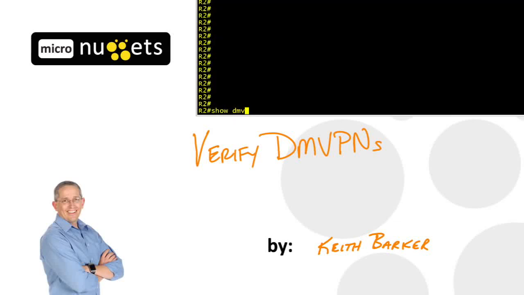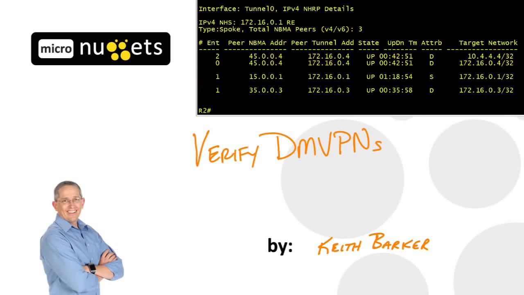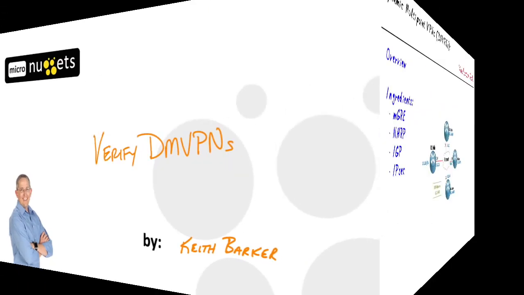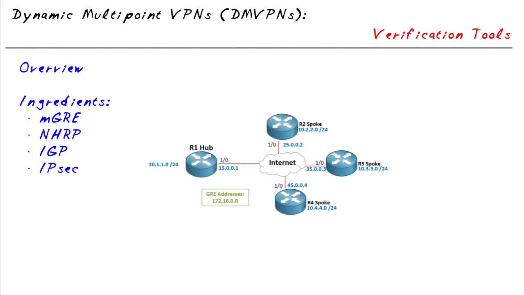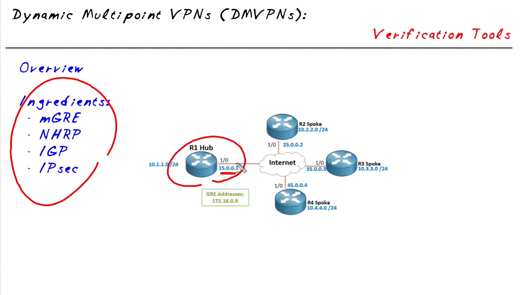In this video, we'll take a quick look at how we can verify our implementation of a dynamic multipoint VPN. Let's begin. Dynamic multipoint VPNs are going to use these ingredients, starting with a device that has a fixed IP address. One of our routers is going to act as a hub, and it's going to have a multipoint GRE interface. The rest of our devices can act as spokes.